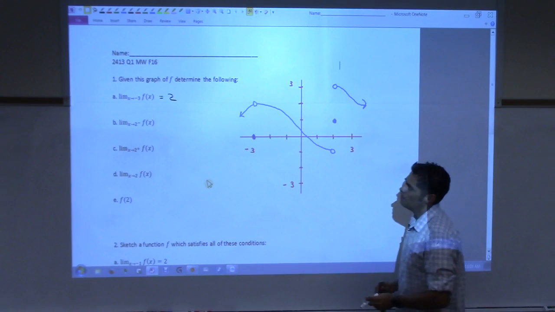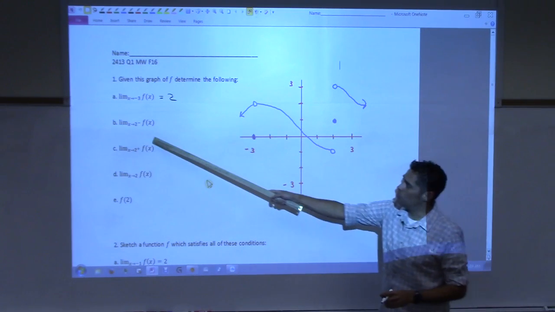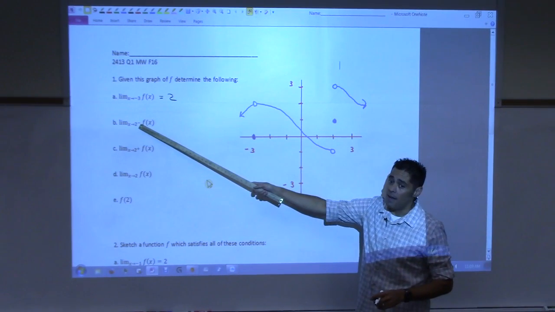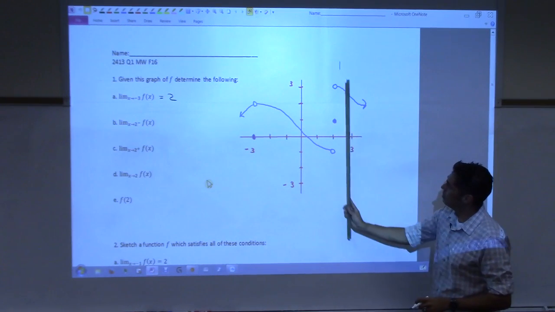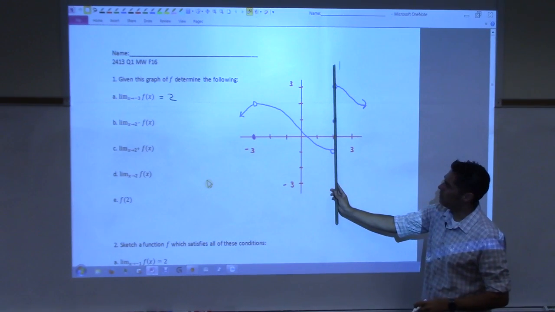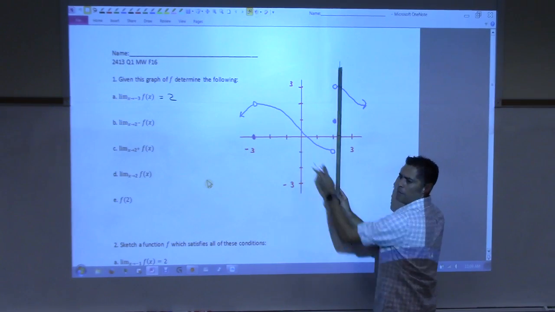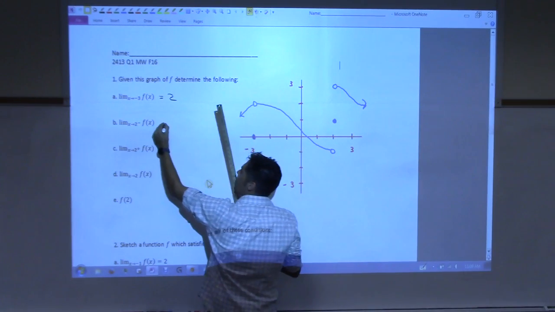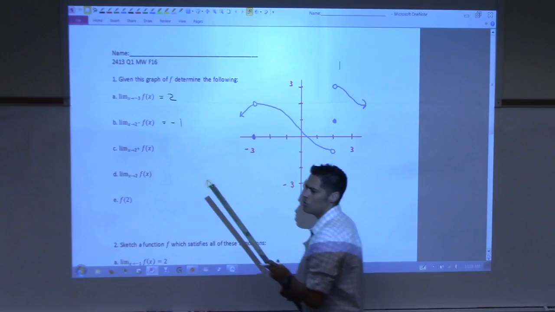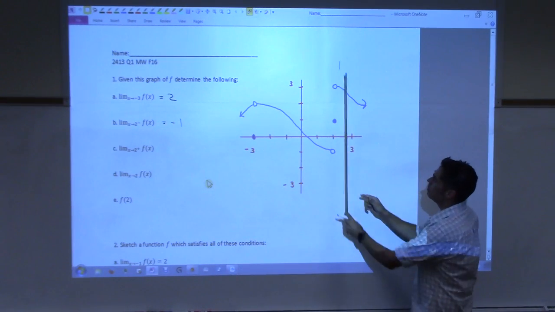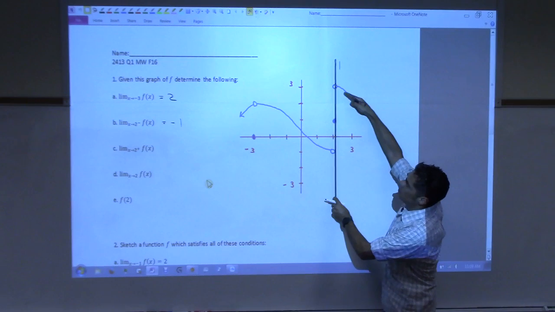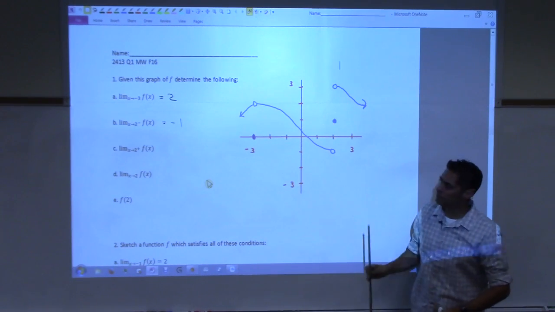And then the limit as x approaches +2 from the left side means, here's 2. Approach it from the left side. Your answer would be what? Where are you headed? -1. Approaching 2 from the right-hand side. Here's 2 from the right. You're headed up towards 3.